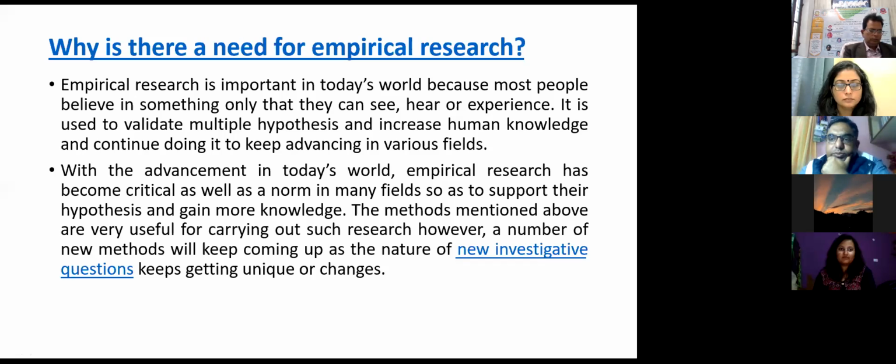So with the advancement in today's world, empirical research has become critical as well as a norm in many fields, so as to support their hypothesis and gain more knowledge. The methods mentioned above are very useful for carrying out such research. However, a number of new methods will keep coming up as the nature of new investigative questions keeps getting unique or changes. So another very important thing in empirical research is that you just don't stick to the preconceived thing.